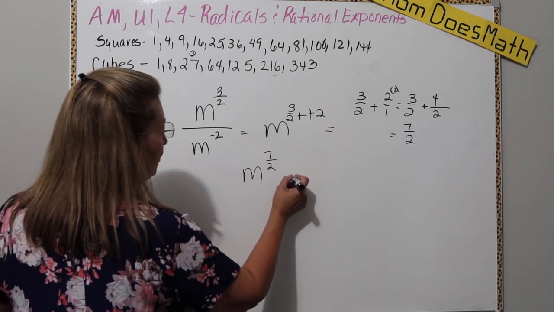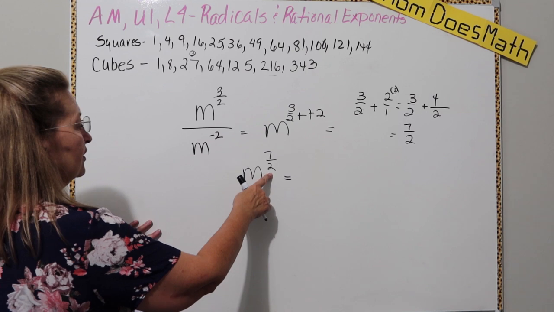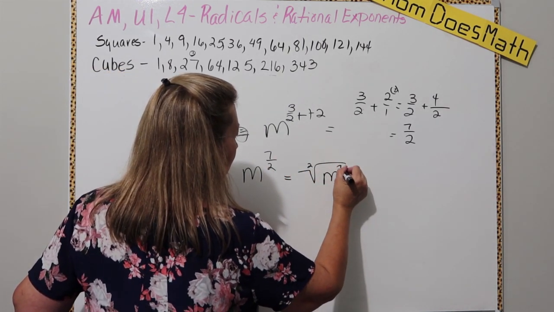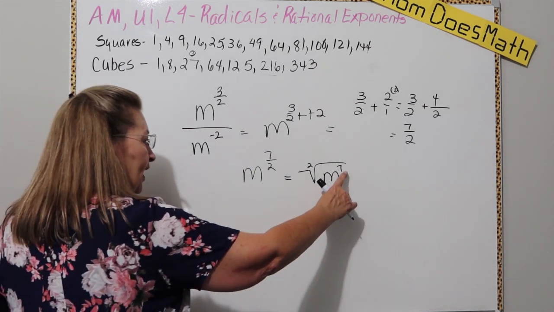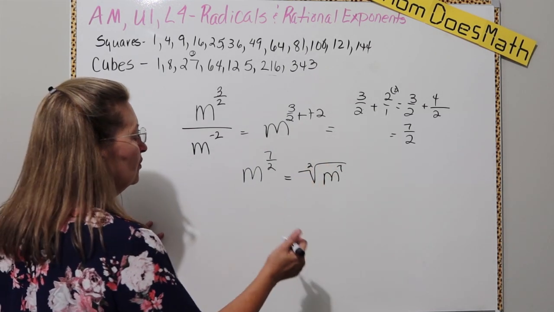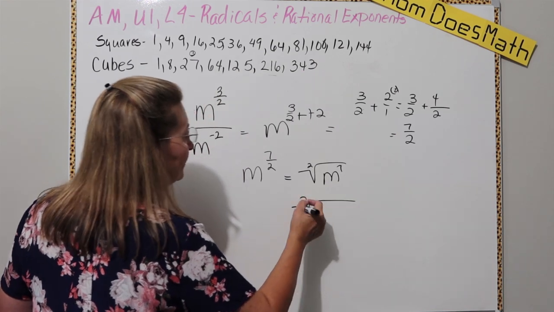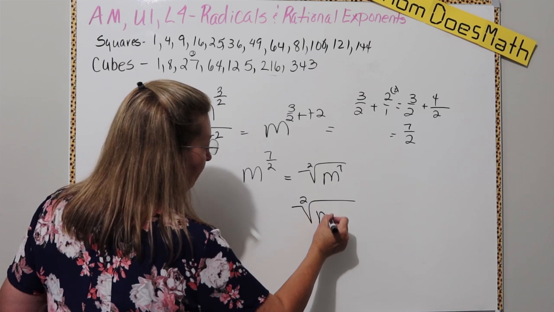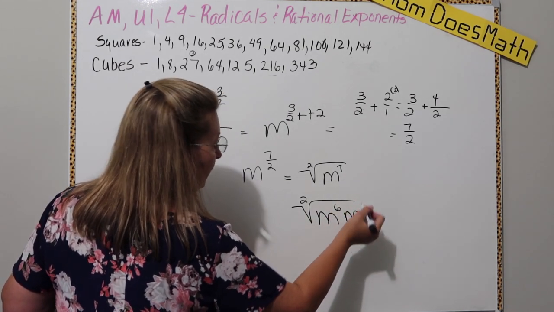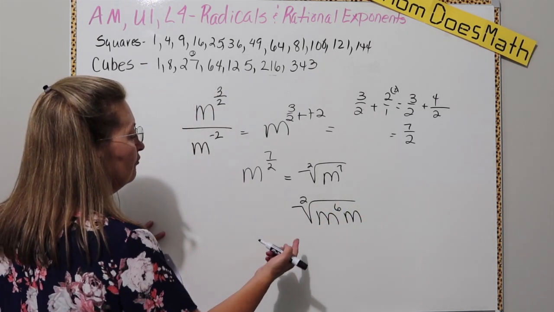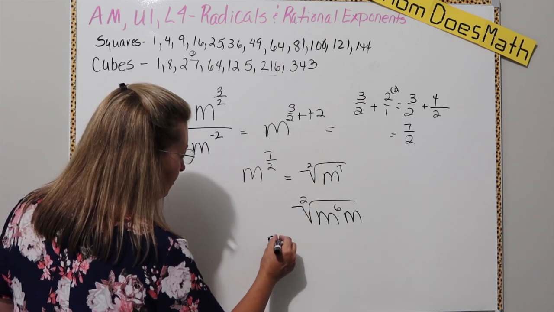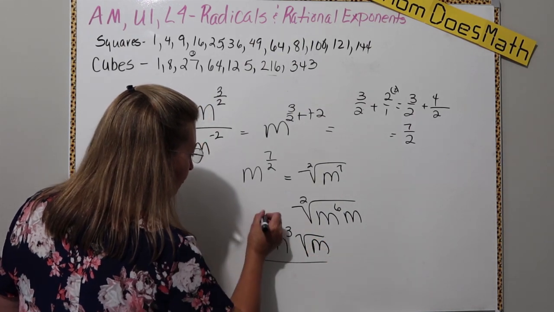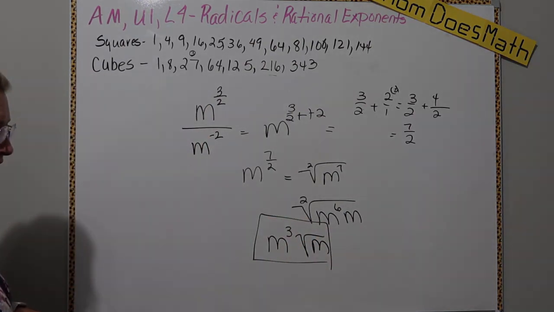Now remember what happens here when we convert this to a radical. The denominator becomes your index. The numerator is your exponent. If your exponent is larger than your index, you have to reduce. So what is an exponent that is less than 7 but a multiple of 2? Well, m to the 6th and m to the 1st. Now you can divide. 6 divided by 2, m to the 3rd. This m has to stay under the radical, so there's your final answer.